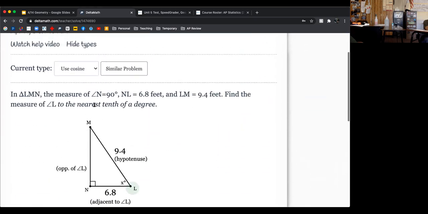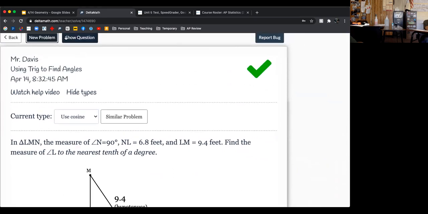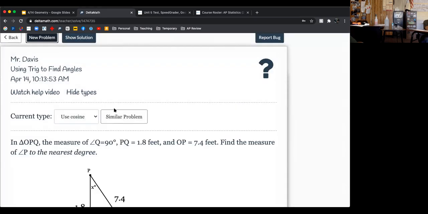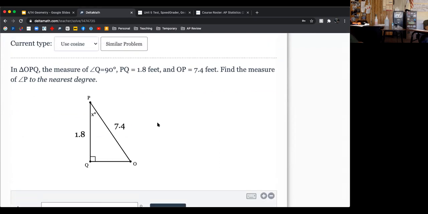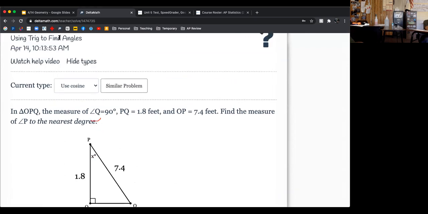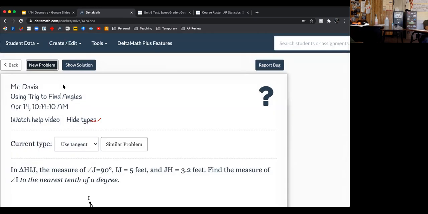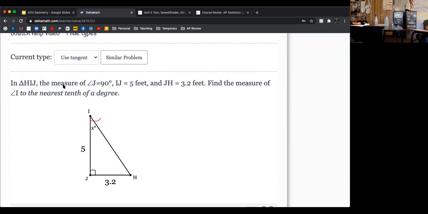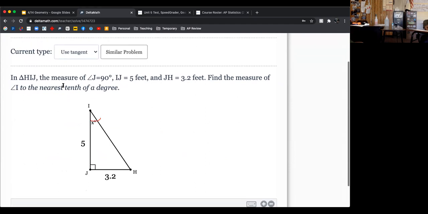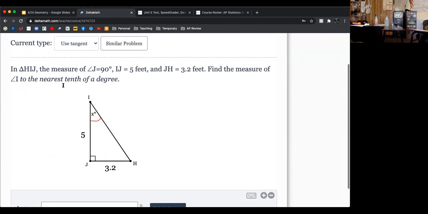Okay, so let's do another problem. So now we've got a missing angle up here. Actually, I want to pick a different problem. That one's going to be another cosine. So, okay, this one will be fun. Hey, look at that. I can use my same arc. How about that?